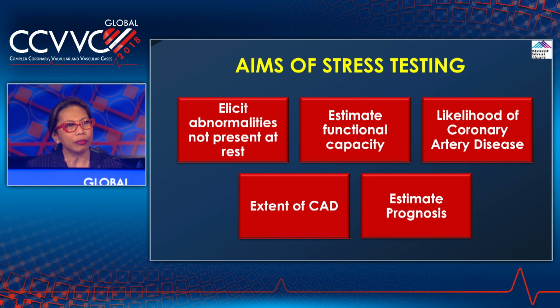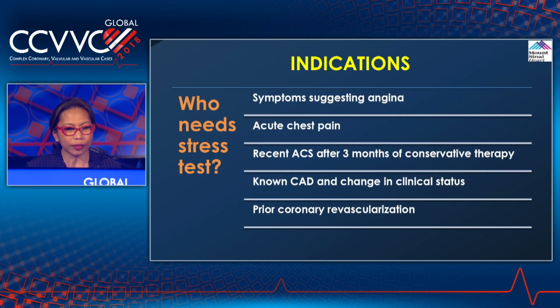The aims of doing a stress test are, of course, to know if there's a likelihood of coronary artery disease. You want to estimate the prognosis and the extent of CAD, if your patient already has a previous stent, or if there are any blockages or ISR that you want to know. You also want to estimate the functional capacity and elicit any abnormalities that are present at rest. So who are the people who need a stress test?